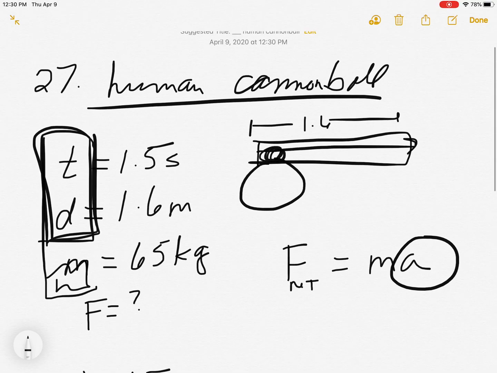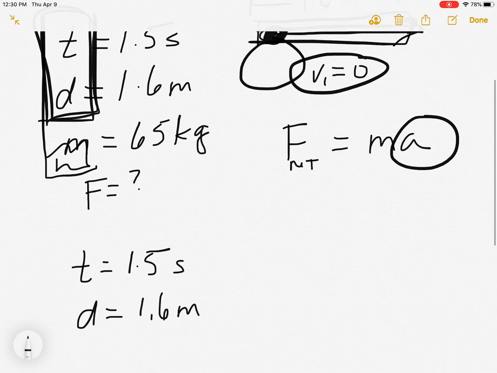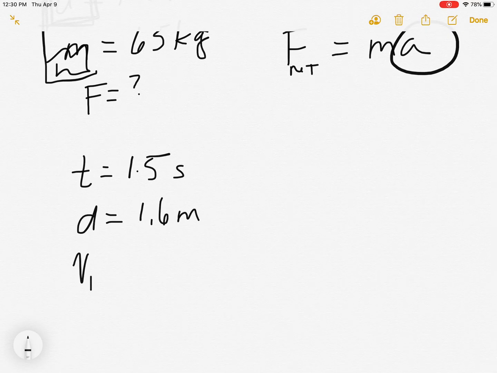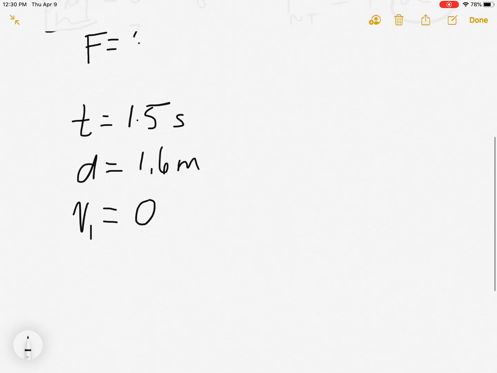But let's also think about Mr. Cannonball. Here he is sitting in the cannon, and then the cannon fires. Boom! And he shoots out. Which means at first his V1 is just 0, because he's waiting to be fired. So we can use that. Then, can I figure out A? Well, there is a way to do this.